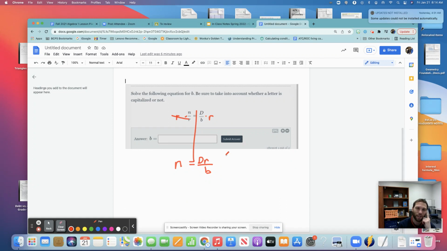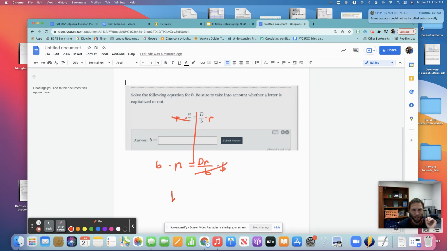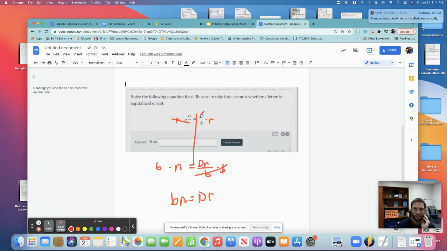From here, it would just be great if b was out of this fraction, because I know if I multiply by the denominator, then I get rid of the fraction. So I'm going to multiply by b, it cancels, and now you have b in equals dr, and you know what to do from here. This is essentially just like cross multiplying. It's the same thing. So this was kind of a little guess and check. If you did this the other way, multiply by b first, you would have gotten that.